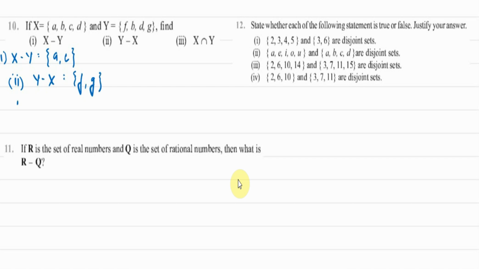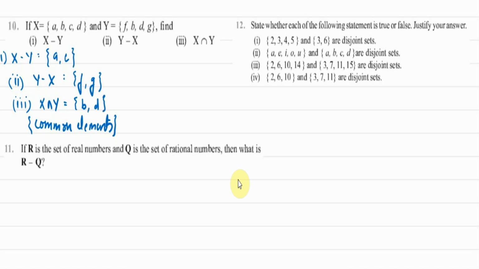Okay, now the third thing they are asking us to write down is X intersection Y. That means we need to write down the common elements. Common elements of X and Y are B and D, which are present in both the sets. So X intersection Y will be B, D.